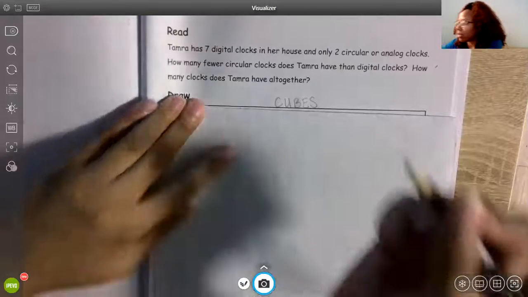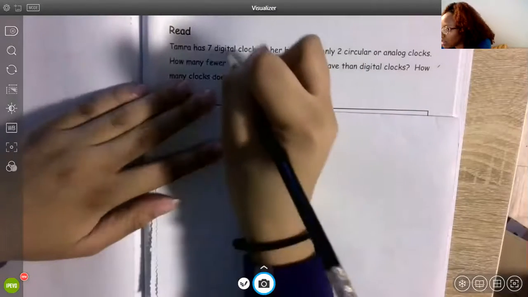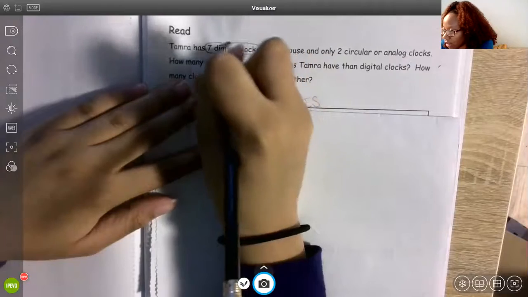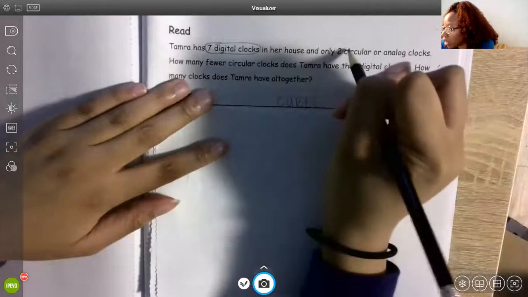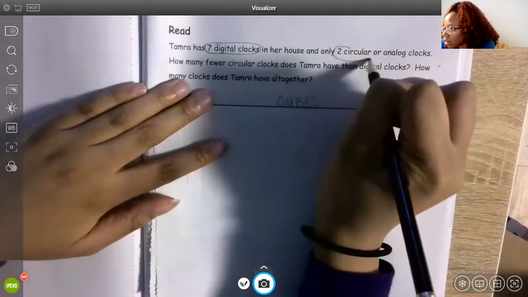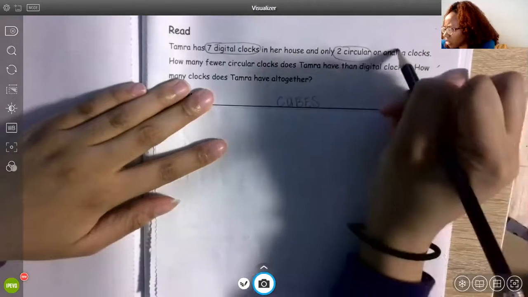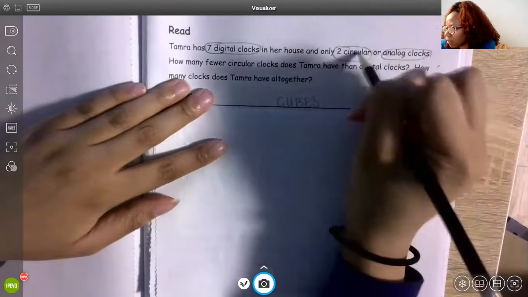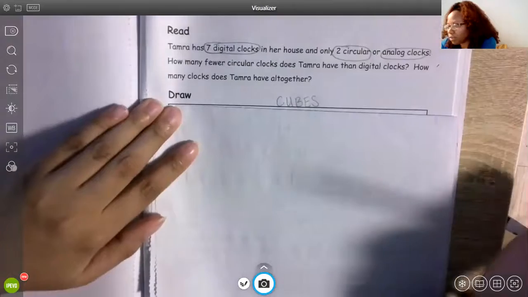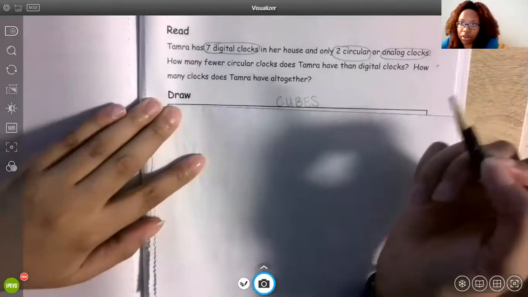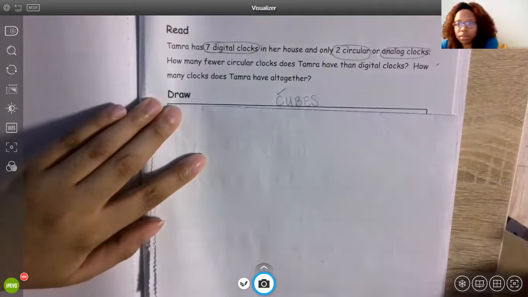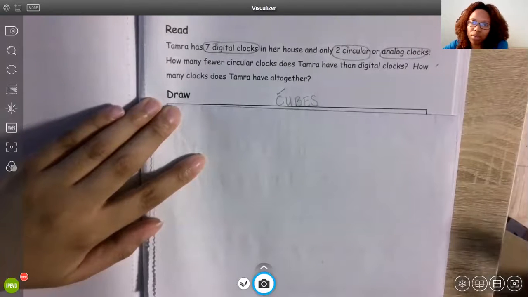All right, so someone said 7 digital clocks. And I also heard 2 circular. And if you wanted to, you can also circle analog clocks. But these two are the same. So if you already did that, go ahead and check off your C for in CUBE. Now what did you do next?